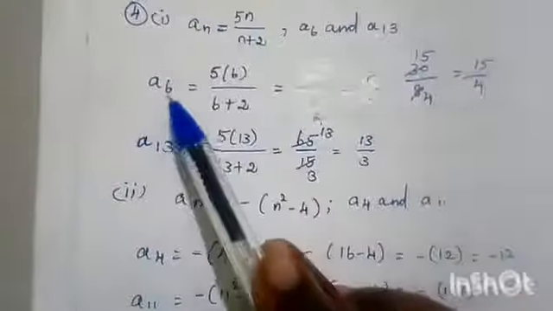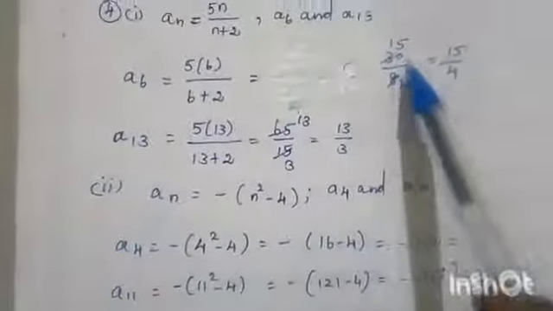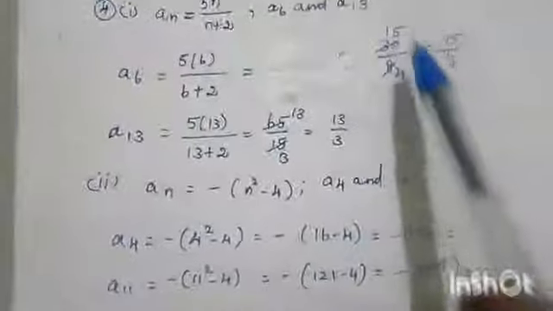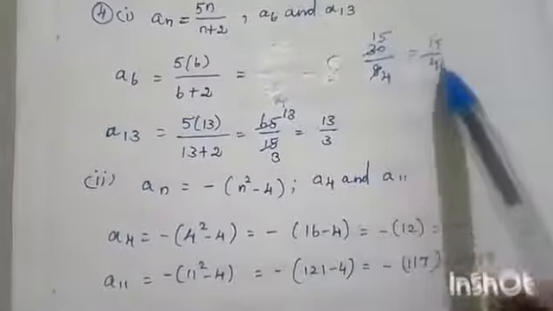In the question, you compare with the given nth term. So for a6, instead of n you have to substitute 6. So 5 sixes are 30, 6 plus 2 is 8. Cancelling is possible, so you have to cancel. 4 twos are 8, 15 twos are 30, so 15 by 4.